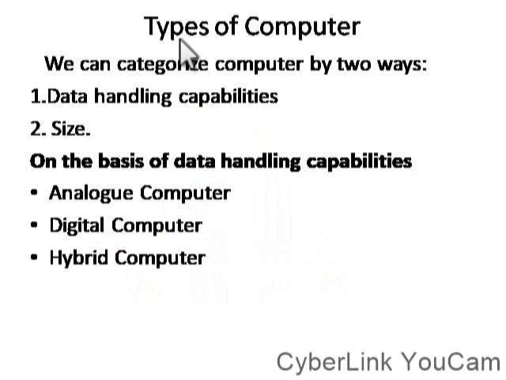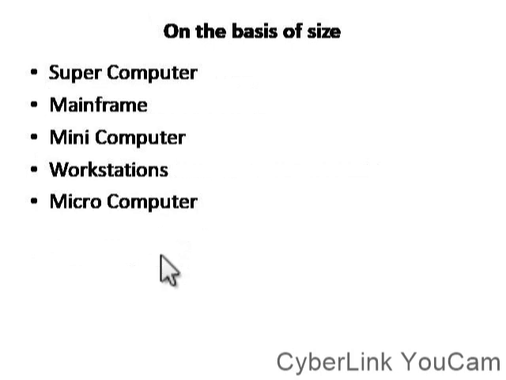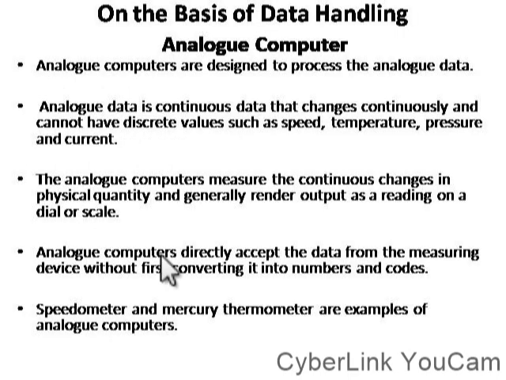Now, let us move on to the second topic, types of computer. We can categorize computers in two ways. First, data handling capabilities, and second, on the basis of size. Now, first we will see the category on the basis of data handling capabilities. According to this, there are three types of computer: analog computer, digital computer and hybrid computer. And on the basis of size, we have supercomputer, mainframe, mini, workstation and microcomputer.